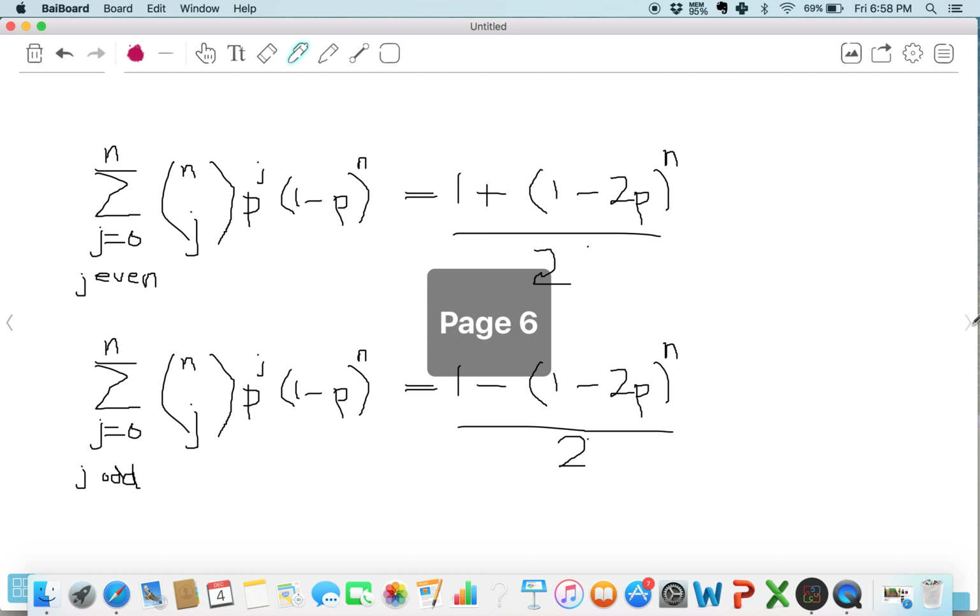Okay, and so this summation actually is used a lot when simplifying, for example, probability questions with discrete probabilities, when we have a success parameter p and failure parameter 1 minus p.